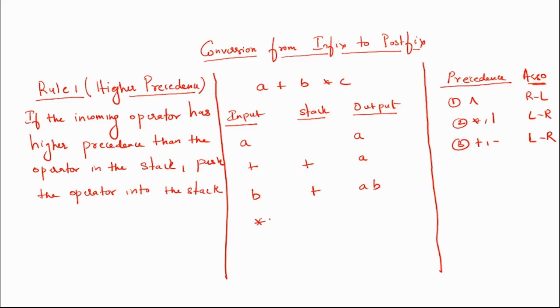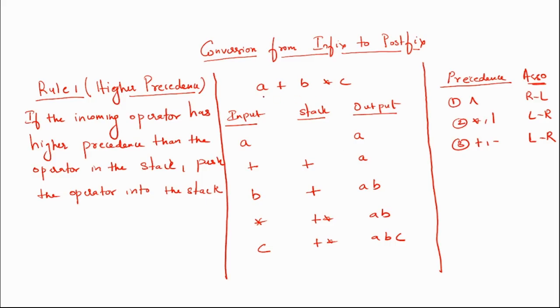Then comes star. Now here the rule applies. If the incoming operator has greater precedence than the operator in the stack, here you can see star has greater precedence than plus, or multiplication has greater precedence than plus. Therefore we will push it into the stack: plus, star, A, B. Then comes C. C is not an operator, therefore plus, star, A, B, C.